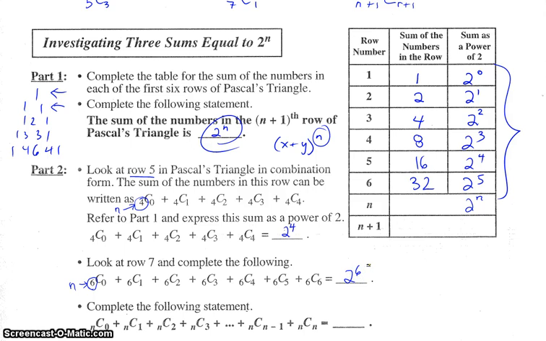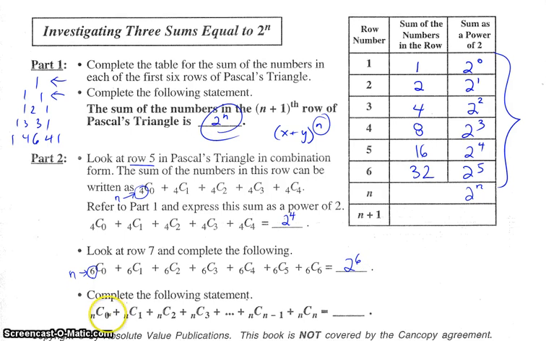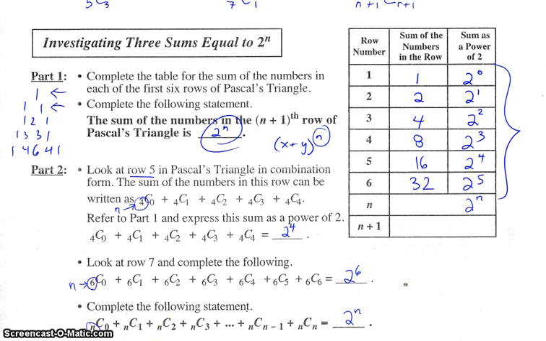All right, good. Complete the following statement. So, in other words, generically speaking, the sum of the combinations would be 2 to the whatever n was, and in this case n is n, so 2 to the n. All right, good job. Let's look at the next page.